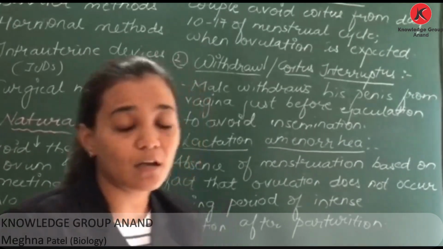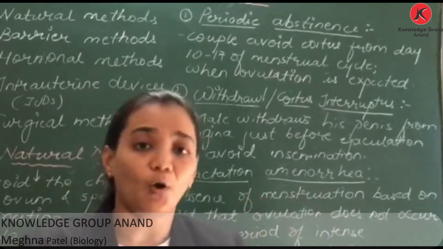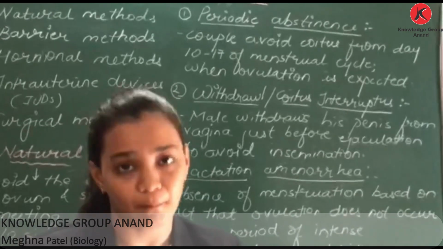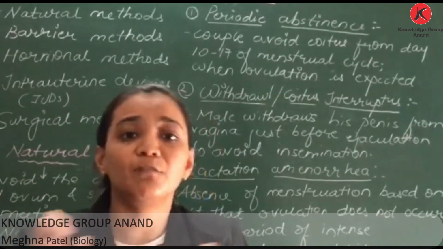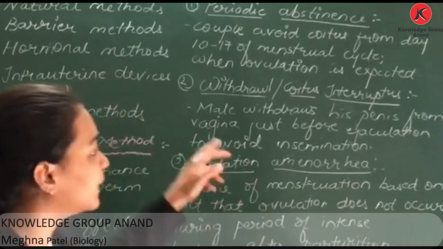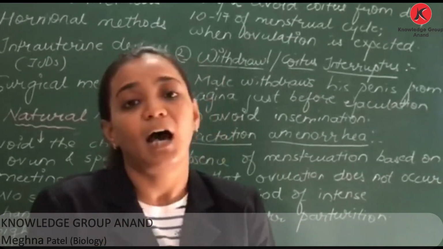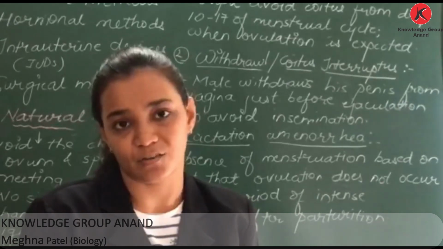So in periodic abstinence, coitus is avoided on days 10 to 17 because at that time the chances of ovulation are maximum. In the second method, withdrawal, the penis is withdrawn from the vagina just before ejaculation. And in lactation amenorrhea, what is done? The lactating female is not going to ovulate, so there will be no chances of fertilization.